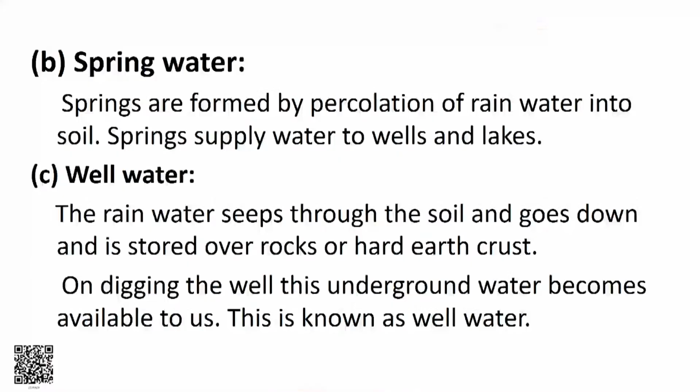The second source is spring water, formed by percolation of rainwater into the soil, and springs supply water to wells and lakes. Well water: when rainwater seeps through the soil and goes down, it is stored over the rocks on the hard earth crust. When digging a well, this underground water becomes available to us, and this is known as well water. Well water may not be pure and may contain impurities like suspended particles, bacteria and other microorganisms, because it is an open source.